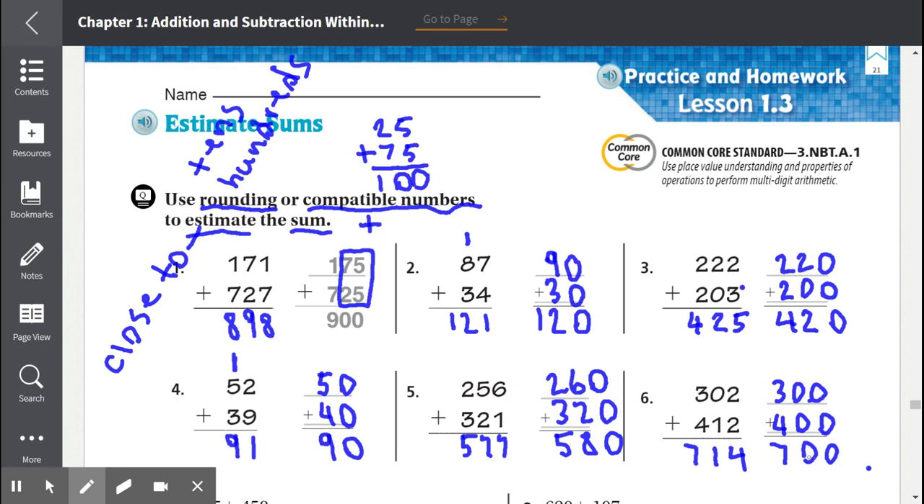So we rounded 300 to the nearest 100. We rounded 400 to the nearest 100. Now, if we would have rounded 302 to the nearest tens, it would have been between 300 and 310, and it would have been closer to 300. If we would have rounded 412 to the nearest tens, it would have been between 410 and 420, closer to 410. But we decided to round to the nearest 100.